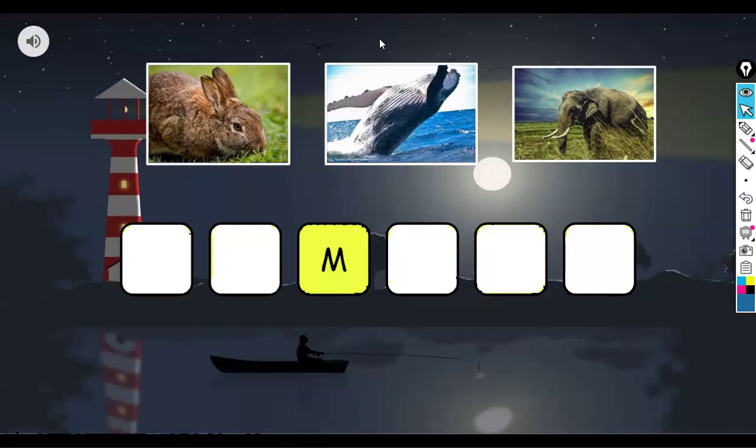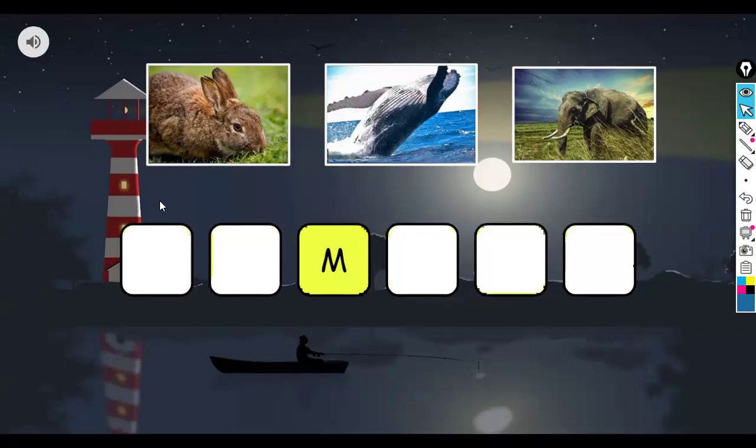Everyone got this one correct. I swear I have to make these games harder. No, Josiah. At least one person got it wrong. I'm feeling good about myself. The answer is mammals. All of these creatures in front of you, rabbit, whales, and elephants, are all mammals. Yes, a whale is a mammal.